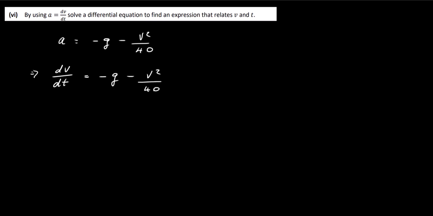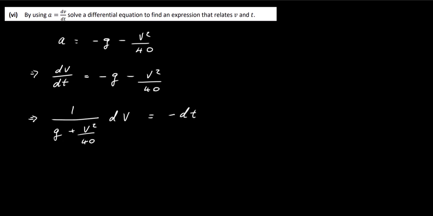So what I'm going to do is just separate out some of these variables. So I'm going to take the minus g minus v squared over 40 and divide it across and bring the dt over to the other side. So on the left hand side I'll have 1 over, well, actually what I might do this time around is bring over g plus v squared over 40, and that's dv, and leave the minus on the right hand side. So on the right hand side I should end up with minus dt.